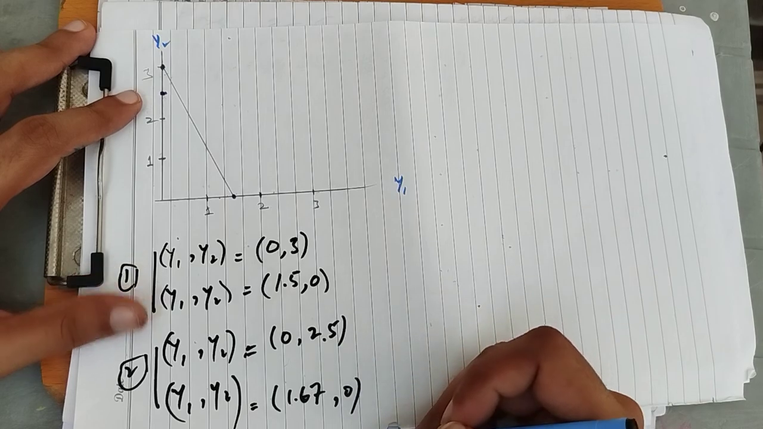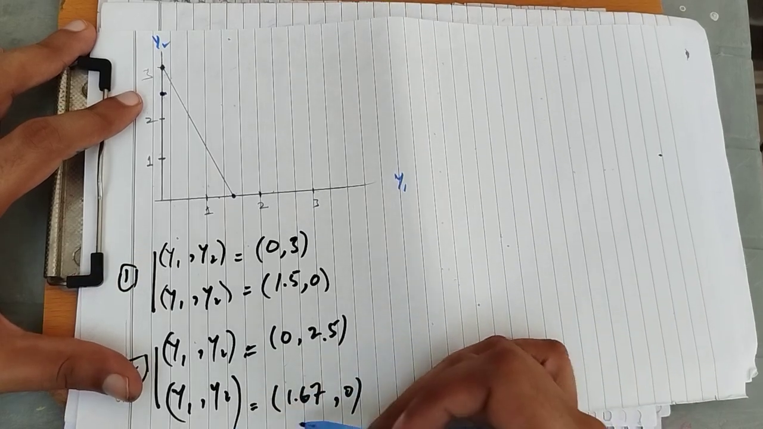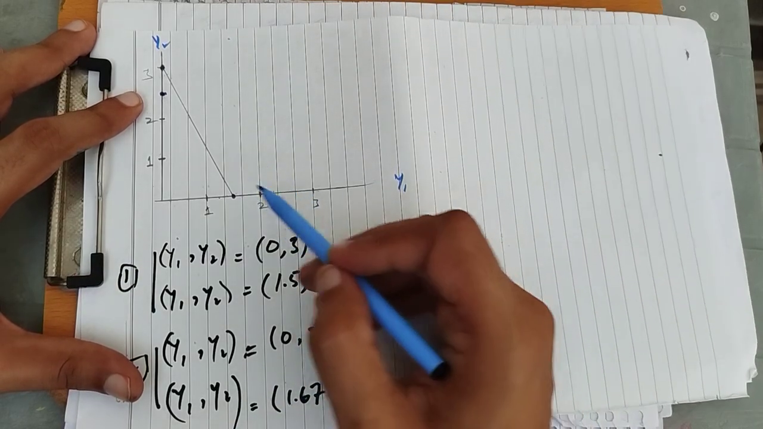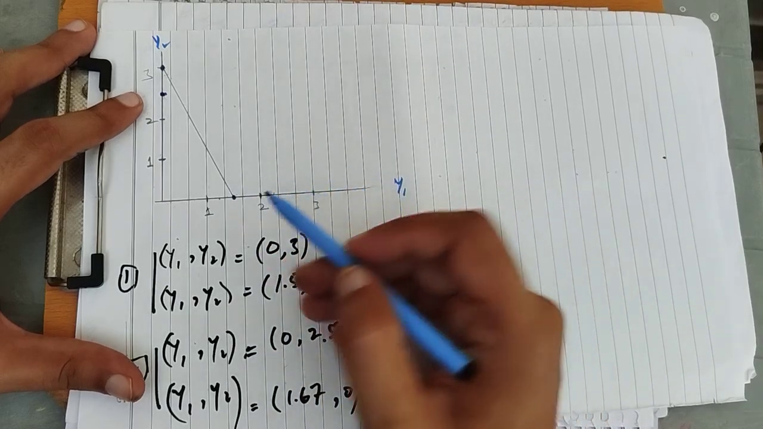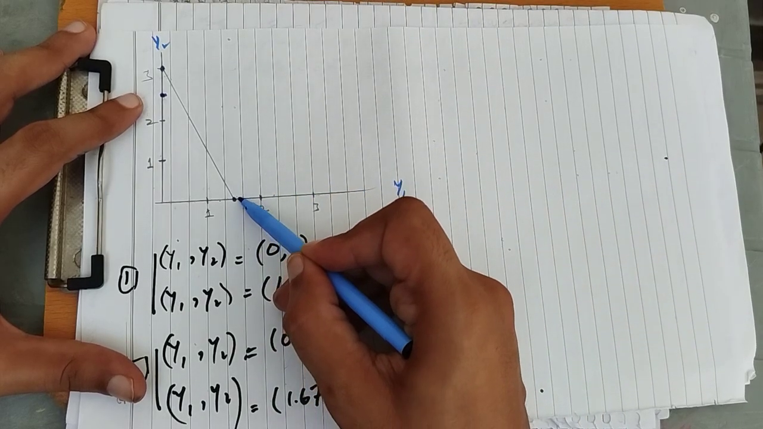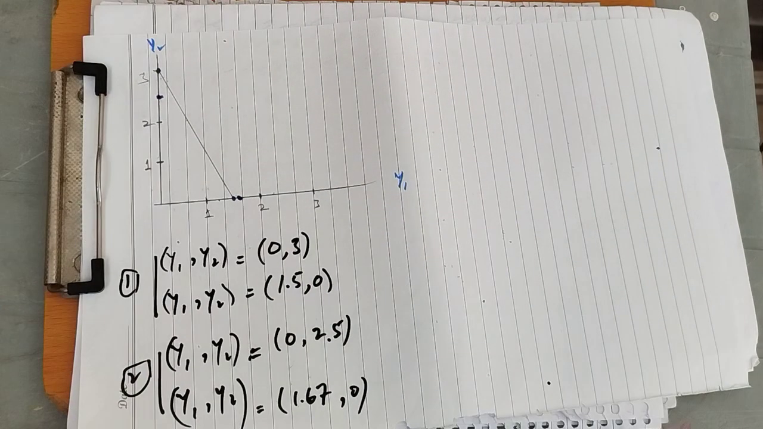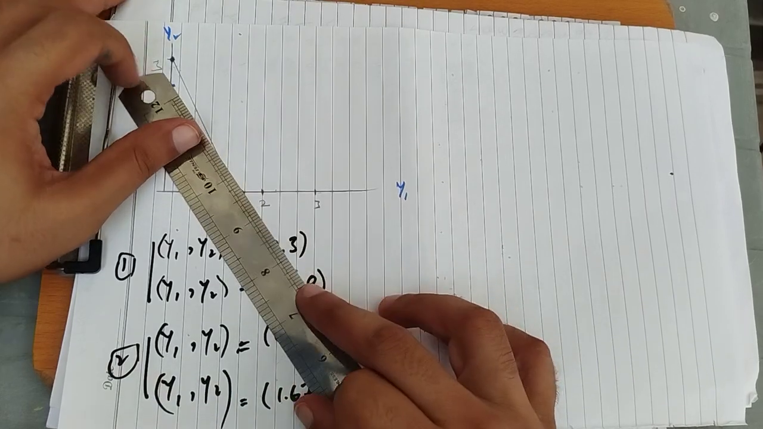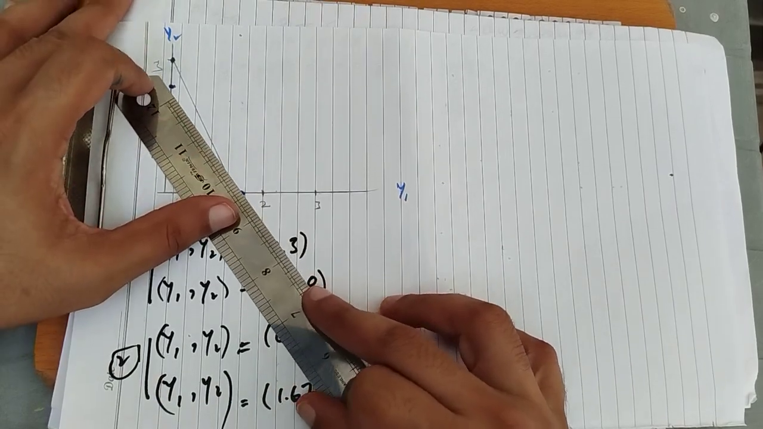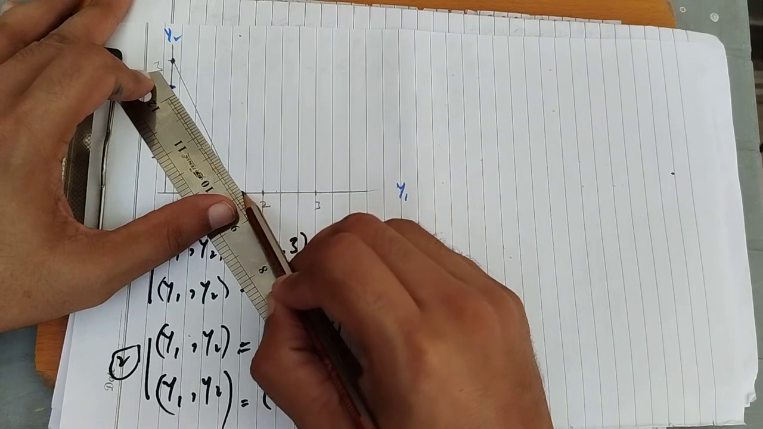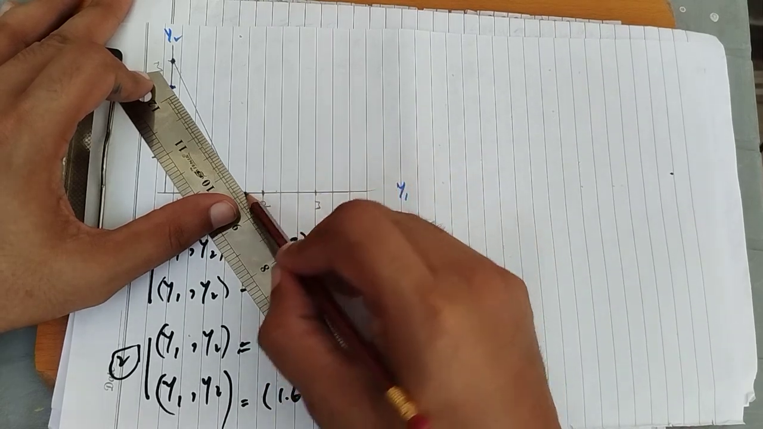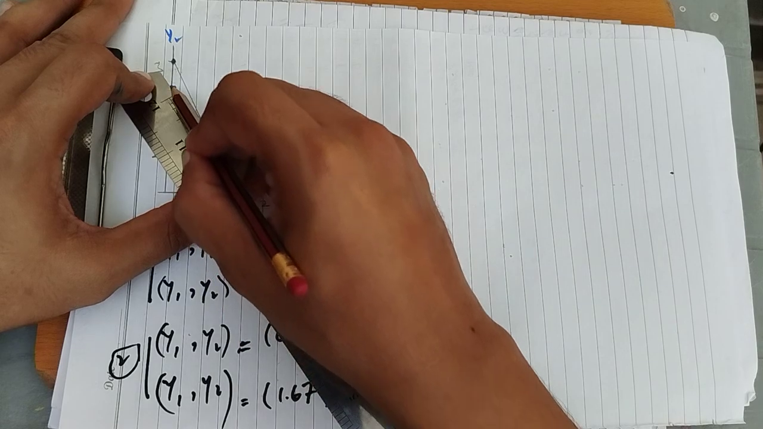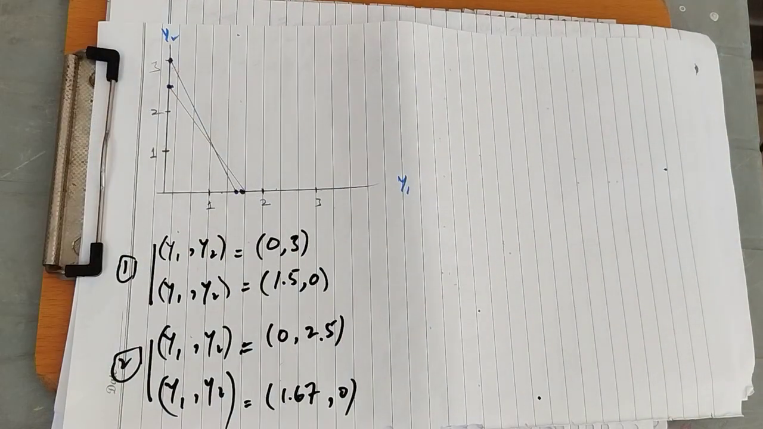So the next point would be y1 is 1.67, and y2 is 0. So we will take it over here. Okay, so we have to connect both lines together. So you see both lines are connected now.